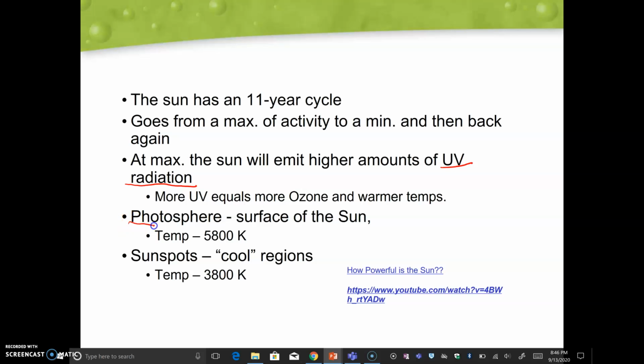The photosphere on the surface of the sun has a really high temperature, and that temperature is 5,800 Kelvin. Kelvin is probably a unit that you've never heard of before. To calculate it, you actually have to add a larger number to a Fahrenheit degree. So it just gives you a better idea of how hot the sun actually is. Our sunspots over here are actually colder regions on the sun, and those temperatures usually equate to about 3,800 Kelvin.